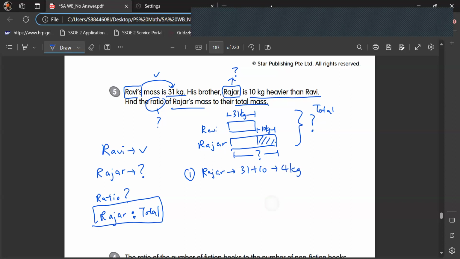Step two, total. 31 plus 41. That's 72, correct?